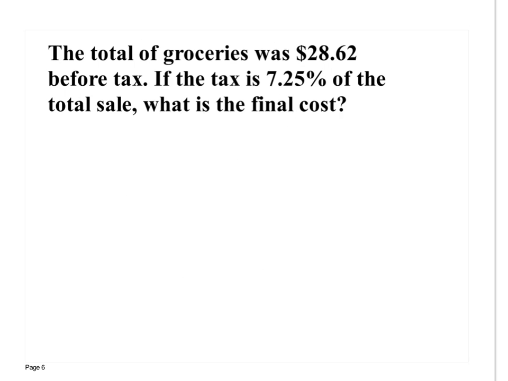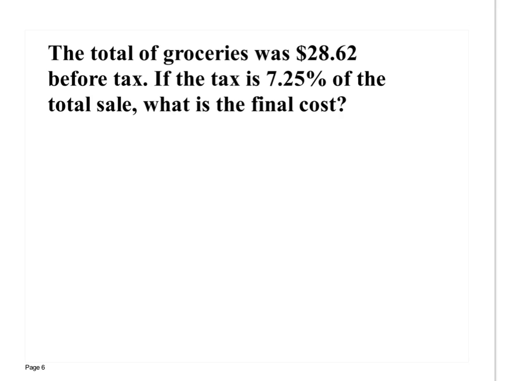All right, write this down. It says the total of groceries was $28.62 before tax. This would be what, if you looked on your receipt at Walmart, they call a subtotal. If tax is 7.25% of the total sale, then what's the final cost?